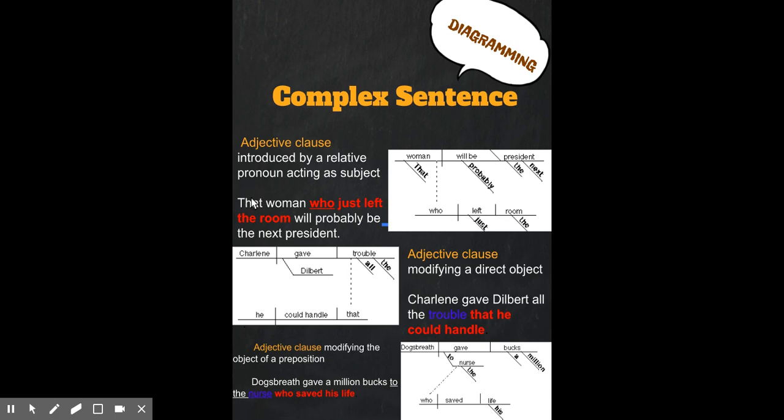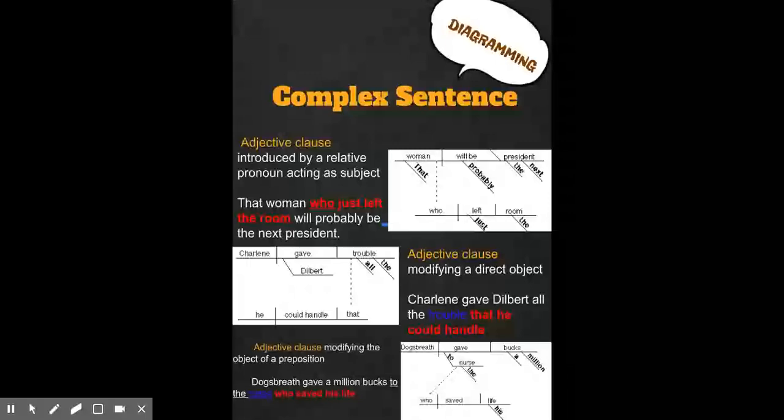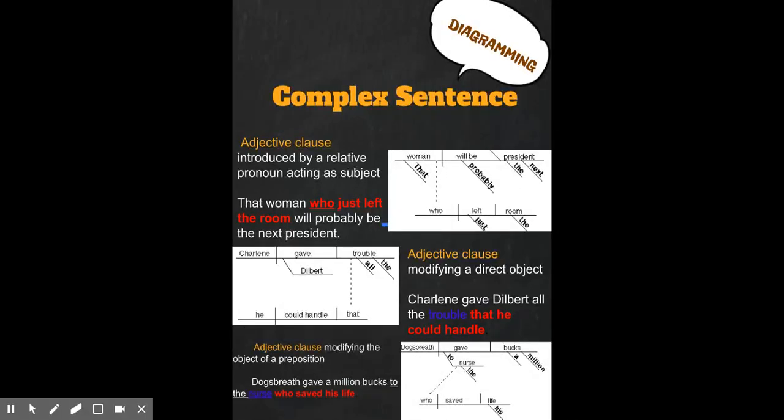Now that is being used as an adjective to describe woman. So woman is our subject. Will be is our helping verb. Probably, with the ly, is our adverb modifying our verb phrase, will be. And be is the verb, so it's the linking, the be form. And so president is renaming, so it's the predicate nominative. And the and next is modifying president.